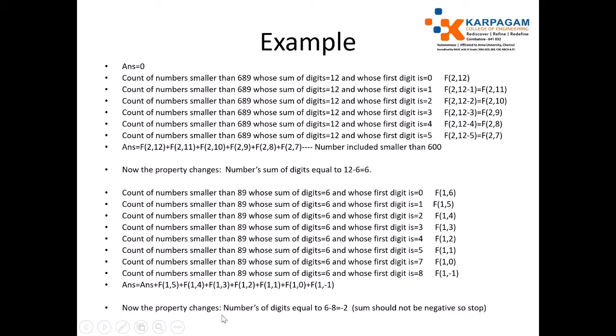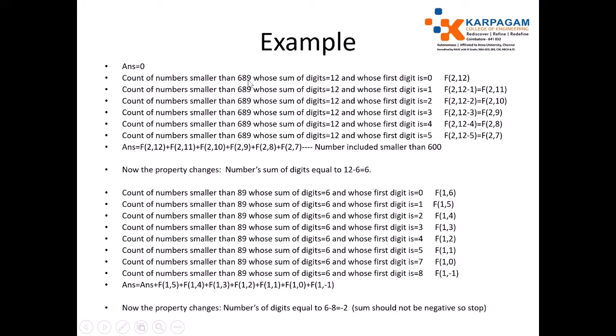Now the properties change again when you consider the last digit. We need to identify the sum of digits equal to 6 minus 8, which is minus 2, because the remaining value is 6 now. Now you just subtract the last digit value. If you have 6 minus 8, the total is minus 2.